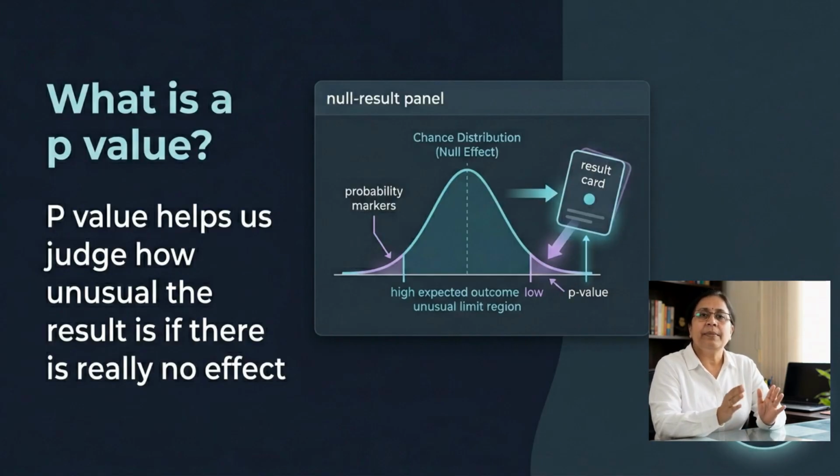Let us start with the p-value. A p-value helps us judge how unusual our observed result is if there is really no effect or no difference in the population. In simple words, it helps us ask this question: if nothing real is happening, how likely is it that we would still get a result like this just by chance? A small p-value suggests that the result would be less likely by chance alone. That is why the p-value is often used when we test hypotheses.